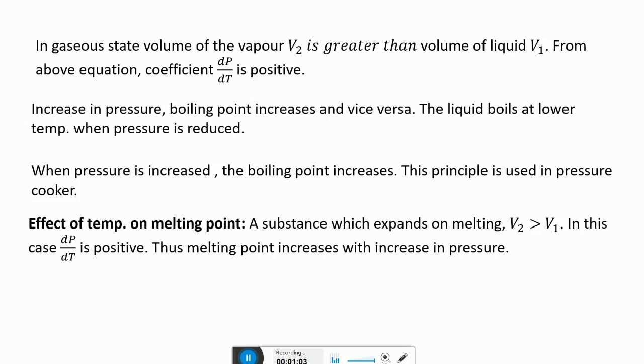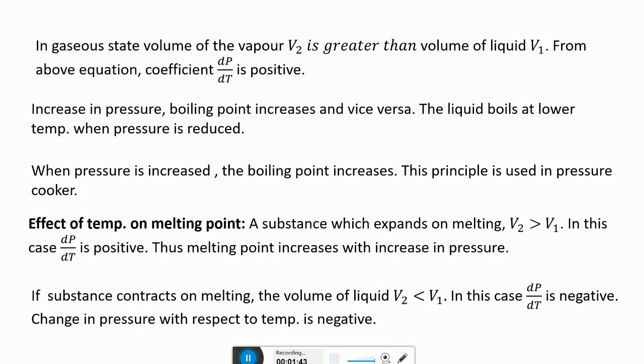Then the second application is the effect of pressure on melting point. When a solid is converted into liquid, there is a change in volume. In the first case, for a substance which expands on melting, the volume of liquid V2 is greater than the volume of solid V1. In this case, dP/dT is positive, meaning the change in pressure with respect to temperature is positive. Thus, the melting point increases with increase in pressure.